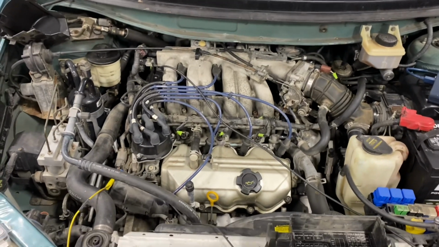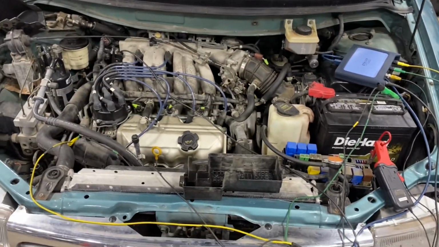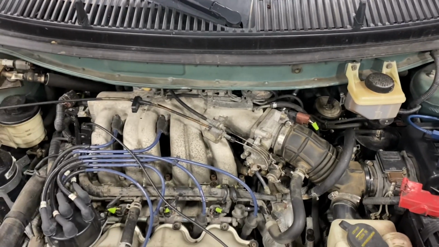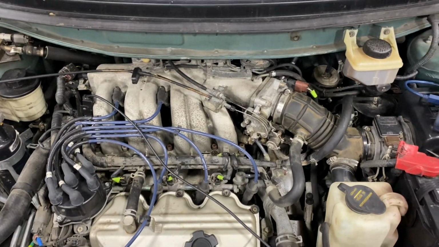So I hope you learned something from this or just found it interesting like I did. This is a pretty remedial job. You know, this is old school stuff. I know it's a 22-year-old vehicle at the time of this shooting. But, you know, techniques like this can be used all over the place.